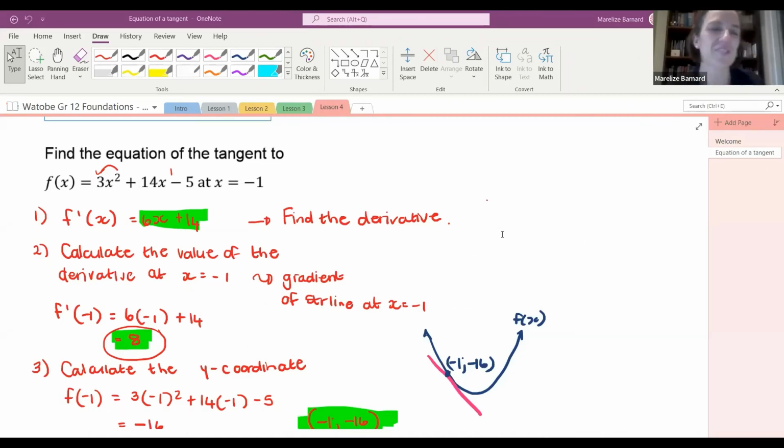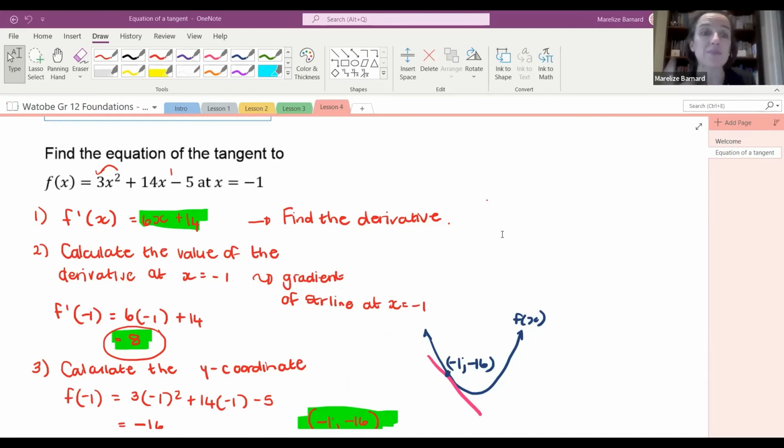Okay, so let's go through that logic again. We find the derivative. We need the derivative because we need the gradient of this pink line, this straight line as it touches the point. So that's why we find the derivative, because the derivative can help us determine the gradient at any point. So we do that first.